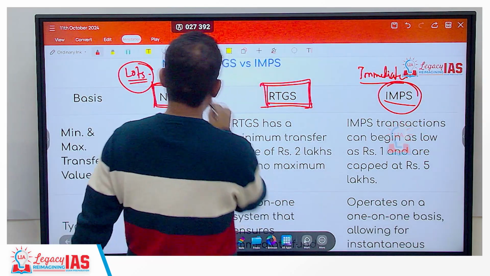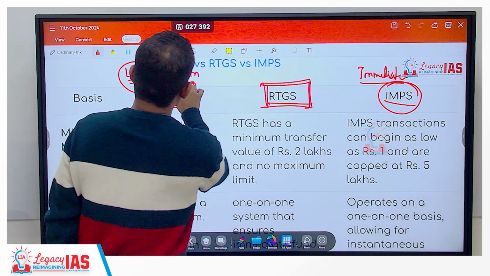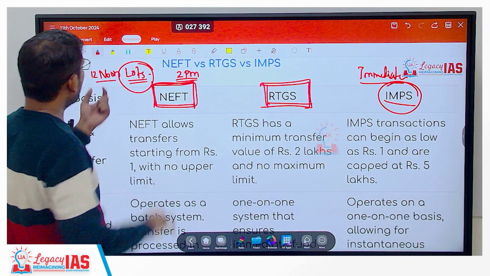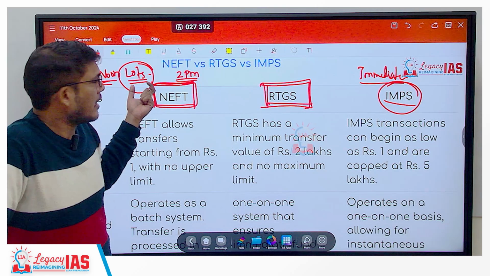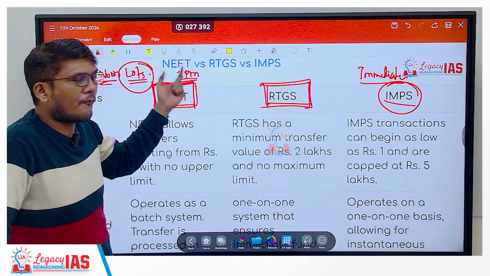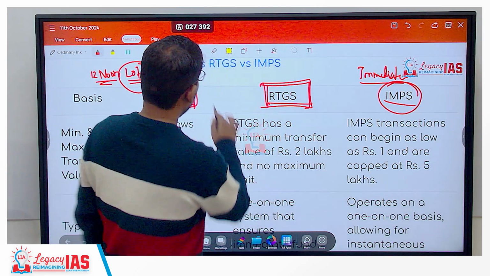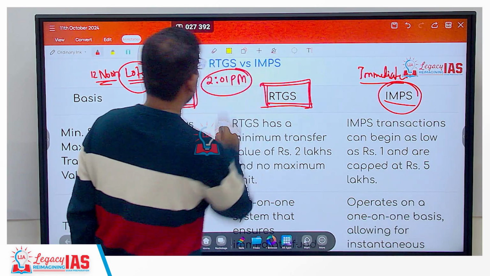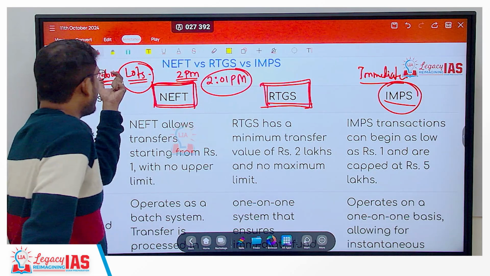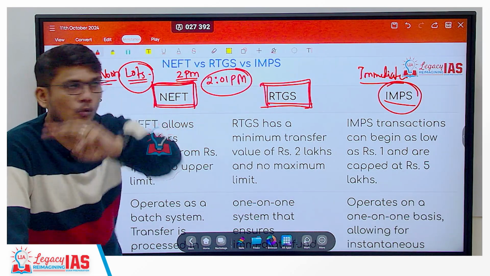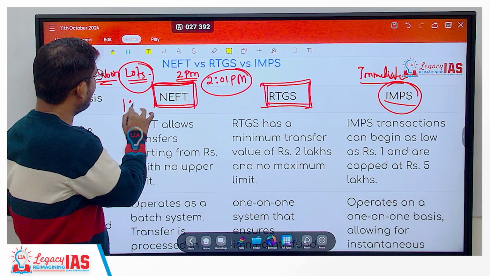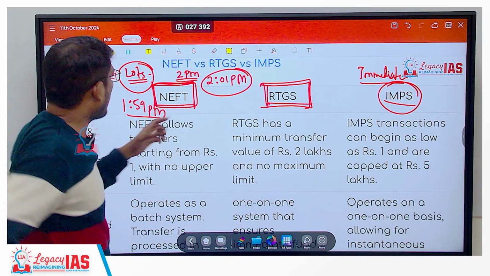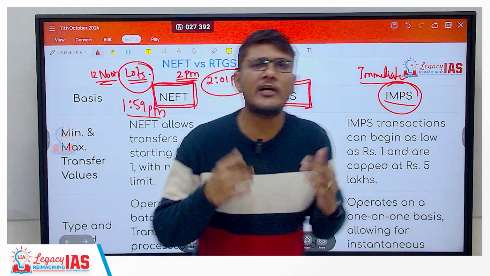So let's say the cutoff time is 2 p.m. So before 2 p.m., let's say from 12 noon to 2 p.m., if someone makes a payment at 12 noon, that payment will take effect after 2 p.m. That is, let's say 1 past 2. At this time, it will reflect in the beneficiary's account. So someone who is doing it at 12 noon has to wait for 2 hours. Someone who is doing it at 1:59 p.m. has to wait for just 1 or 2 minutes. Why? Because it happens in a lot.